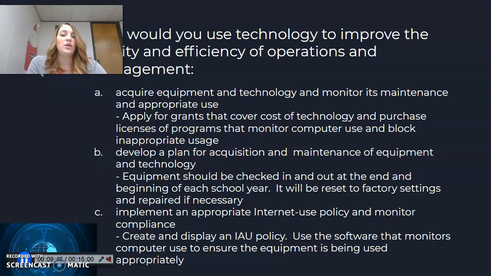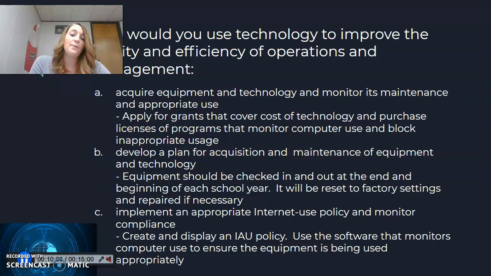And then every year, any kind of technology that is used by students should be reset to factory settings. It should be updated. It should have the latest version of everything on there. And if there are any repairs that need to happen, they should happen annually. And then implement an appropriate internet use policy.